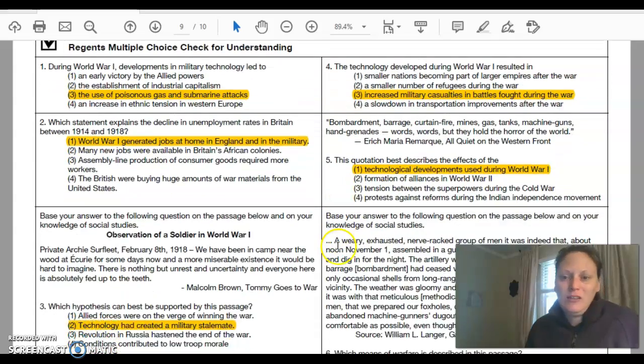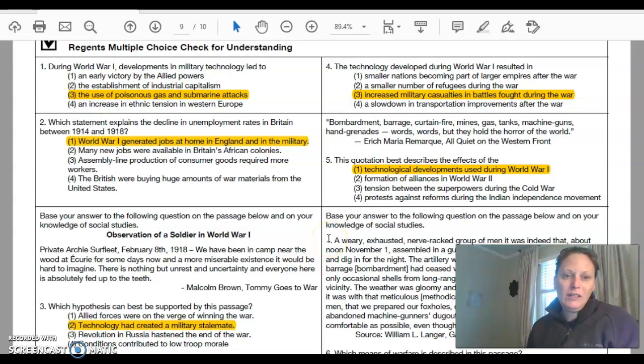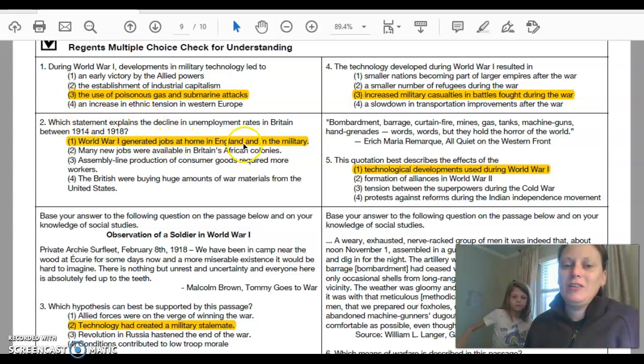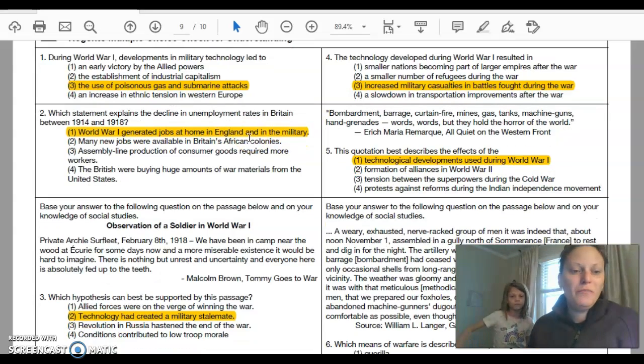And then you might want to be familiar with some of these questions as well. During World War I, what developments in military technology led to, and we know that it's the use of poisonous gas and submarine attacks. And number 2, which statement explains the decline in unemployment rates in Britain? The men were fighting, so that meant that the women were at home working. So World War I generated jobs at home in England and in the military. So that's the first time that we've really seen the women working as well.